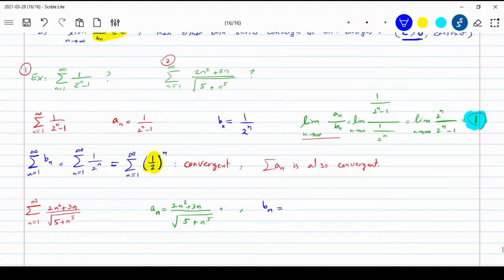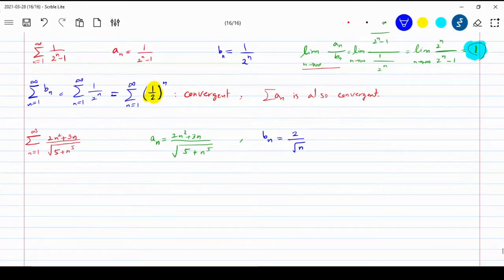We look at an and say, okay, the largest term in the numerator is 2n squared, and the largest term in the denominator is n to the power 5. So I'll probably pick bn to be 2n squared divided by square root of n to the power 5. If I simplify this, n squared over the square root of n to the power 5, I can cancel out the n squared. So what I have as bn is simply 2 divided by square root of n. And why do I pick this bn? It's just because when you calculate the limit, it would be a constant.